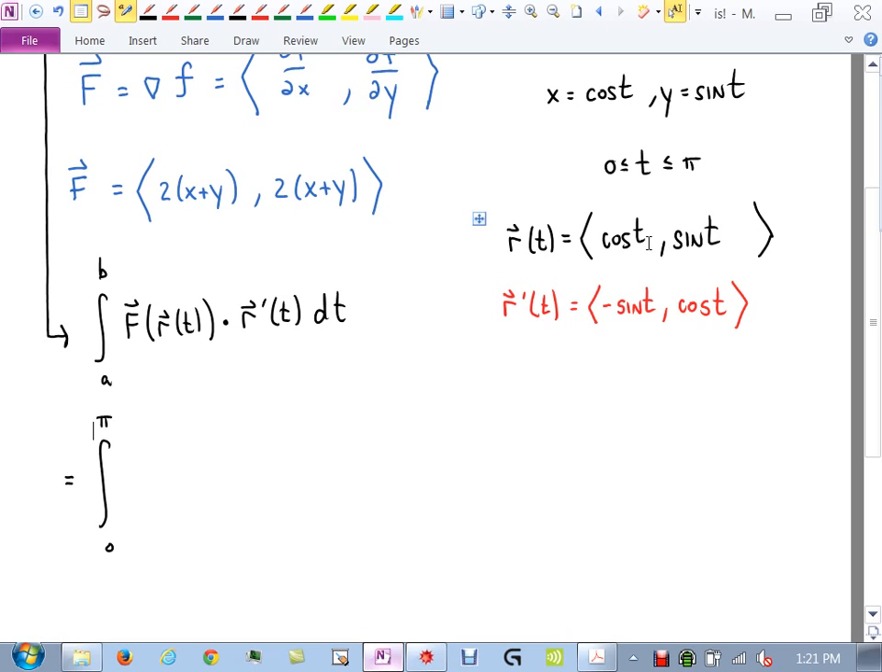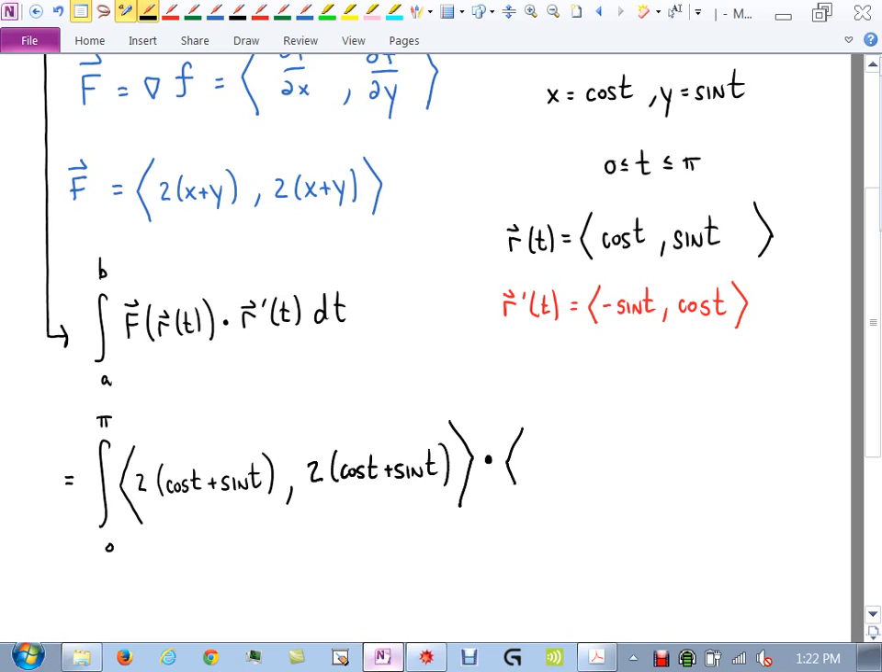And it's a vector, isn't it? So here's what it'll look like. It's the vector 2 cosine t plus sine t. Okay, the next component of the vector field is the exact same thing, isn't it? So 2 cosine t plus sine t. Close off my vector. I'm supposed to dot that with what? The derivative, right? So the derivative is negative sine t, cosine t.